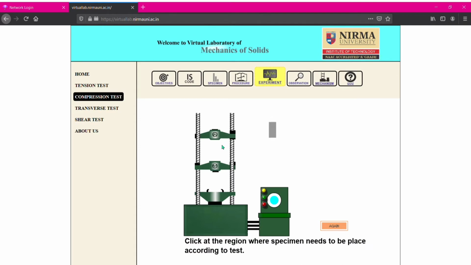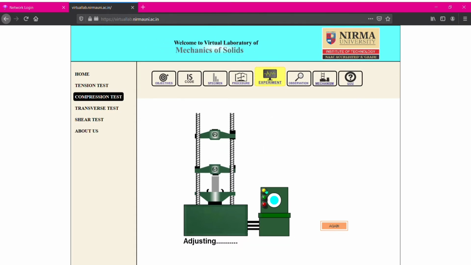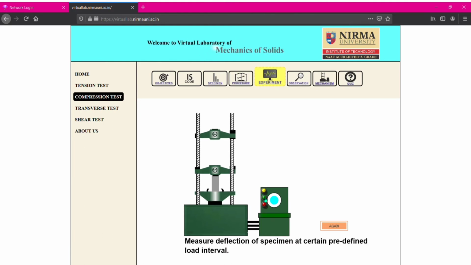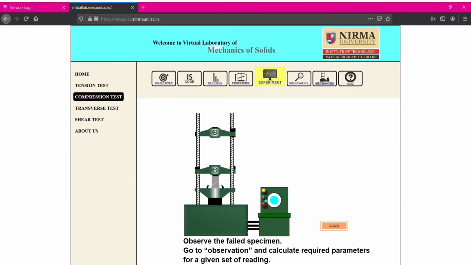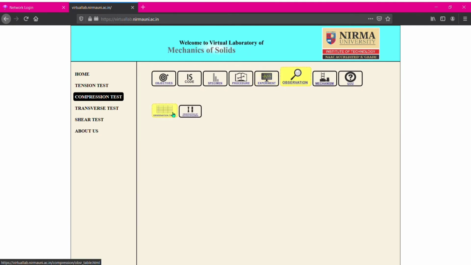Now we have a third kind of material for compression test, where we have a brittle material. Now you observe the failure pattern. It will not take much load, and it will have a hairline crack at 45 degrees at the middle of the specimen, and that's how a brittle material fails under compression.